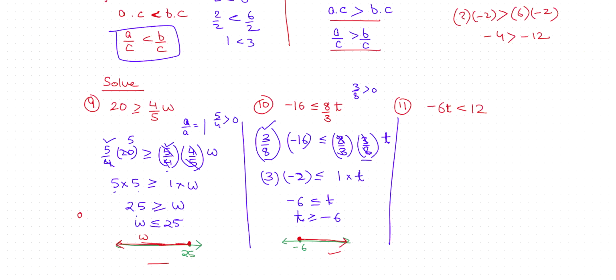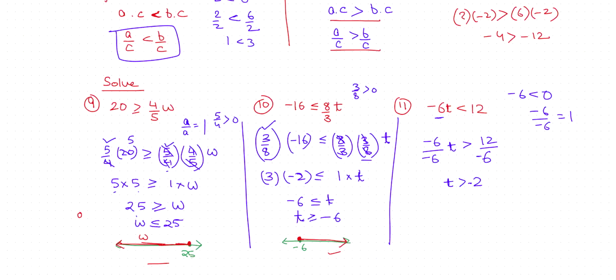In question 11, we see that negative 6 is there and we have to remove negative 6. So we will divide by negative 6 because negative 6 over negative 6 would be 1. So we want to remove this negative 6. We are dividing by a number which is less than 0, so we will inverse the sign. The sign will change.